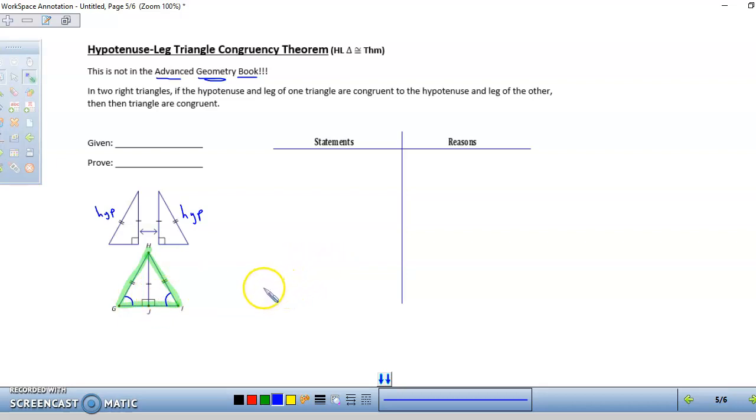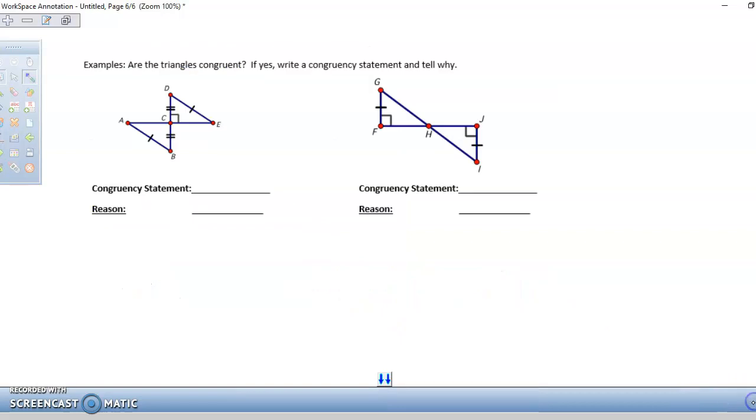Okay, so in the end, at the end of our proof here, we can say triangle HGJ is congruent to triangle HIJ. And the reason why they are congruent is because we used the angle, angle, side theorem. So again, we used a previously proven theorem to prove this theorem. So now I can use it. And if I have a right triangle, a hypotenuse and leg, then the triangles are congruent.